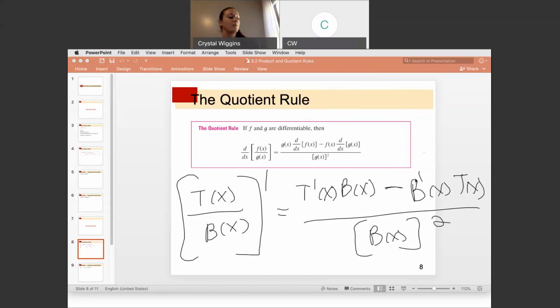Now, it's important to remember which derivative comes first in this rule because it's no longer addition in the numerator, it is subtraction. And as we know, subtraction is not commutative. So we do need to remember that the derivative of the top has to occur first. Let's try some examples.